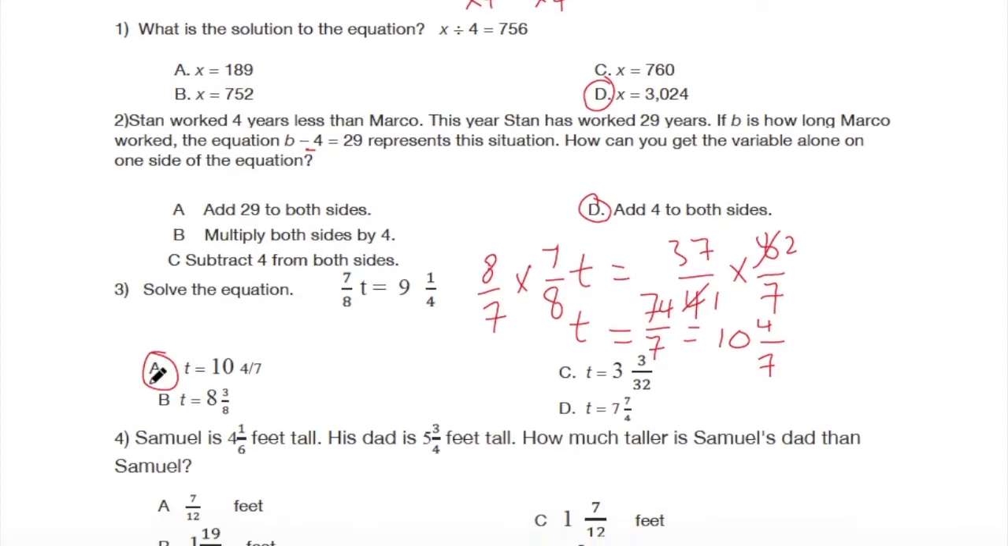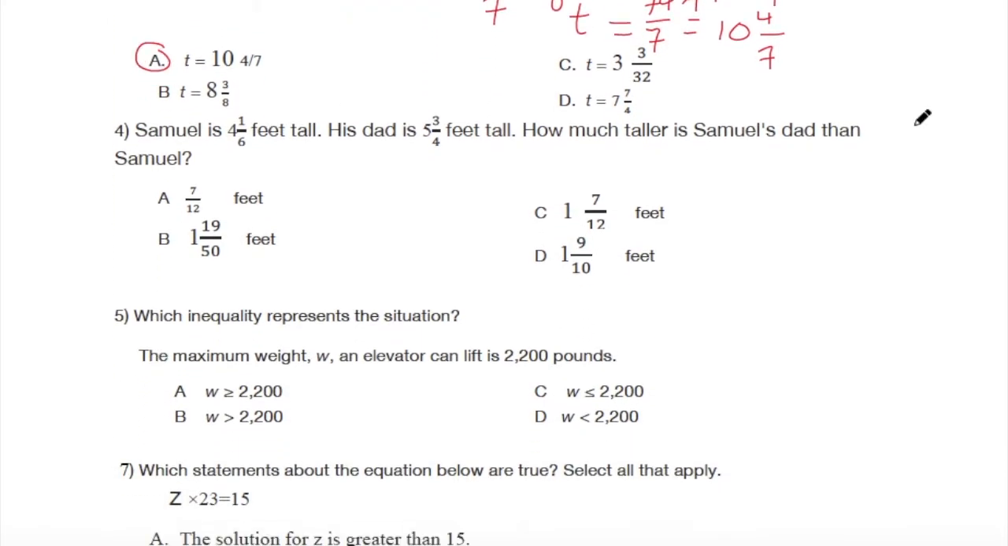Next question. Samuel is 4 1/6 feet tall. His dad is 5 3/4 feet tall. How much taller is Samuel's dad than Samuel? Here we have to subtract 5 3/4 minus 4 1/6.